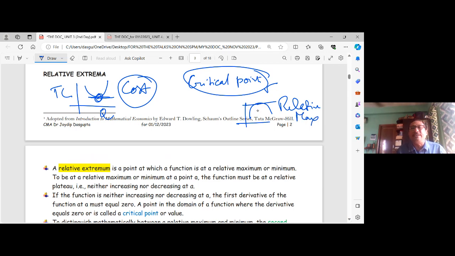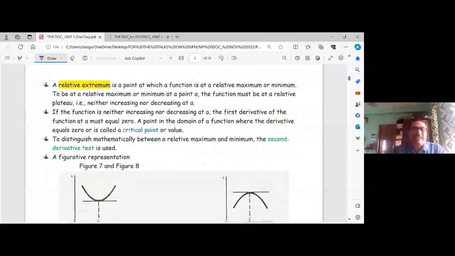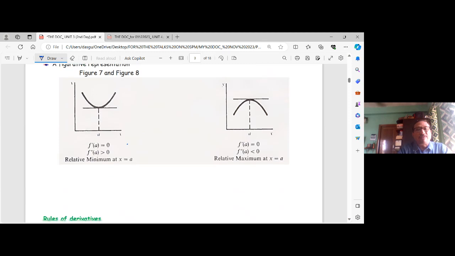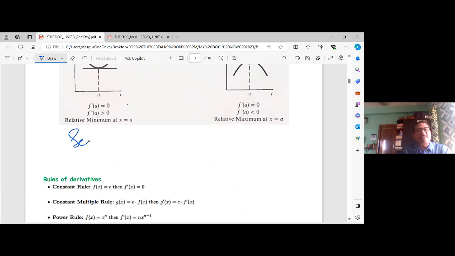So these points are called critical points, which we have to understand. And for that, what we do is we set the first order derivative equal to 0. So this is condition 1.